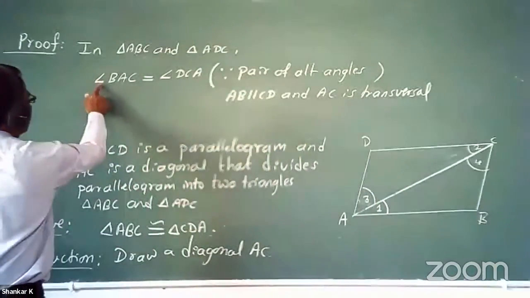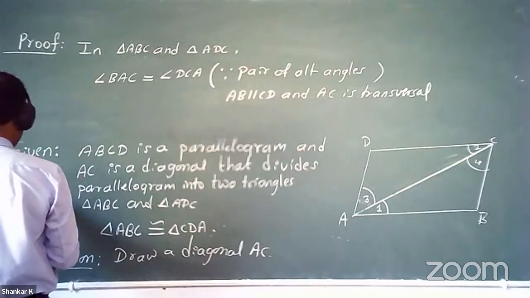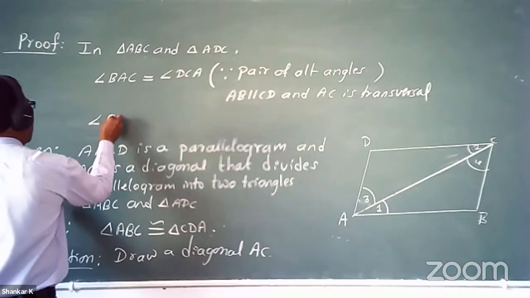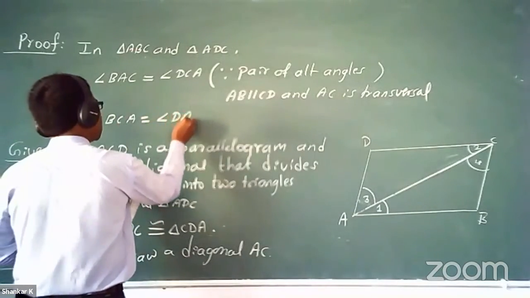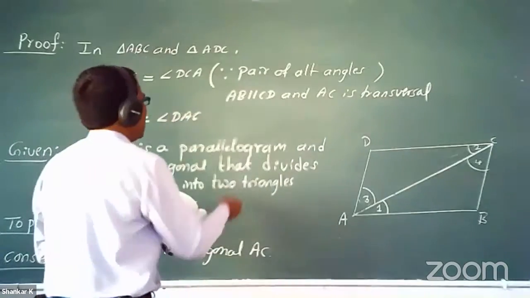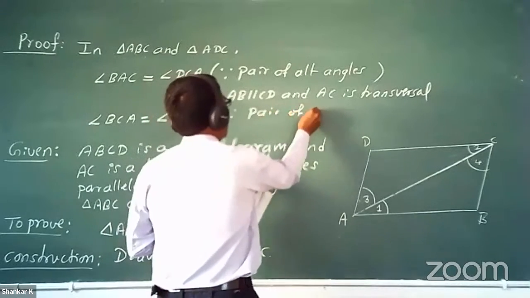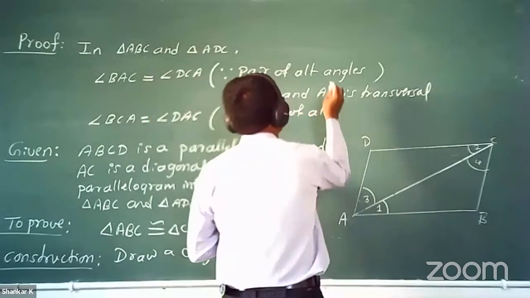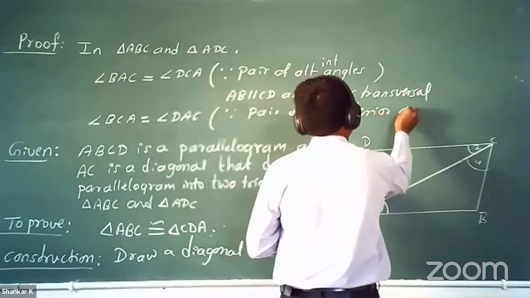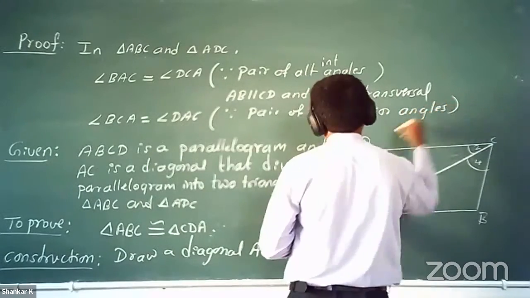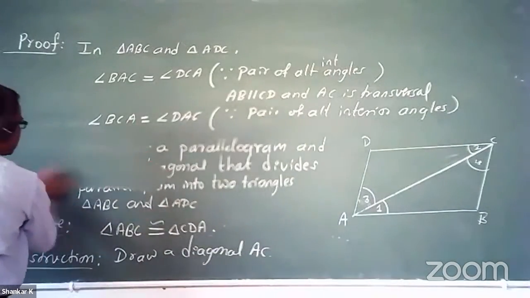So these are equal. Similarly, angle BCA equals angle BAC. These are also a pair of alternate interior angles, and they are between the parallel lines.